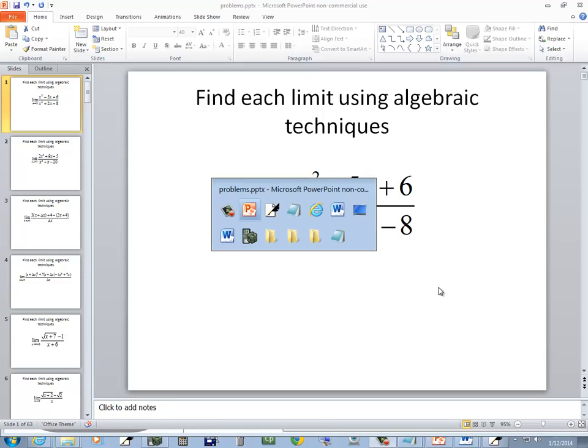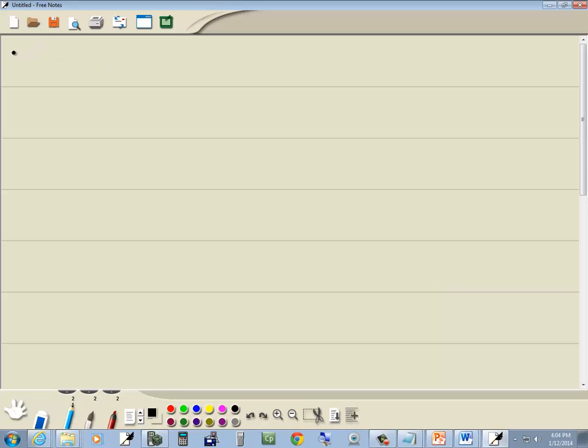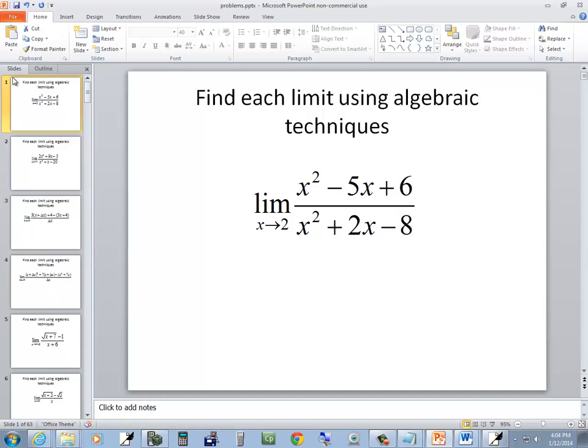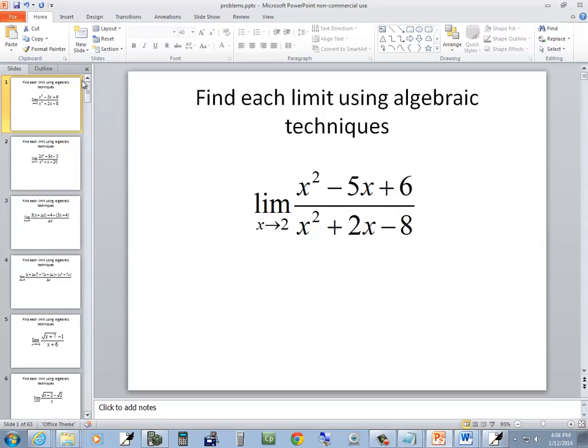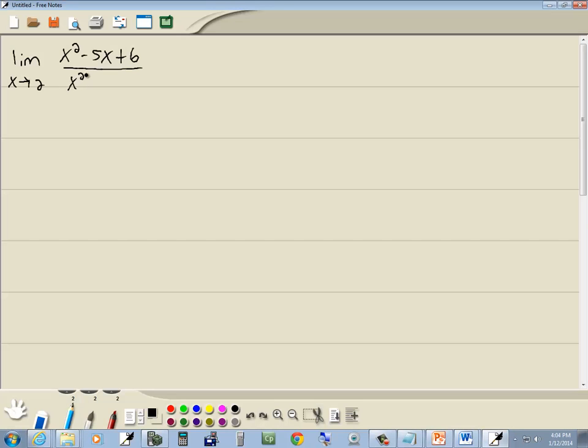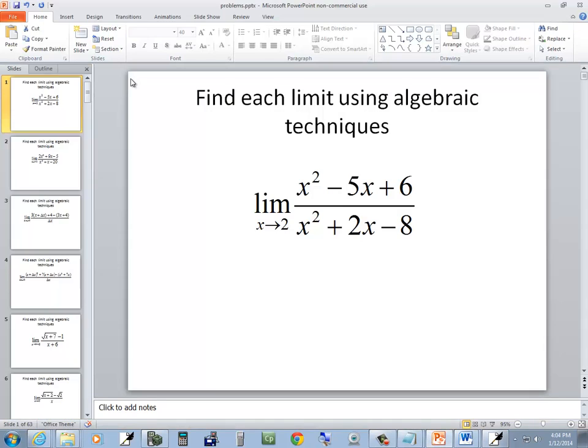Let's take a look at this problem. We got the limit as x goes to 2 of x squared minus 5x plus 6 over x squared plus 2x minus 8.